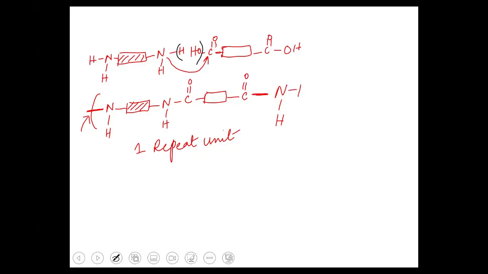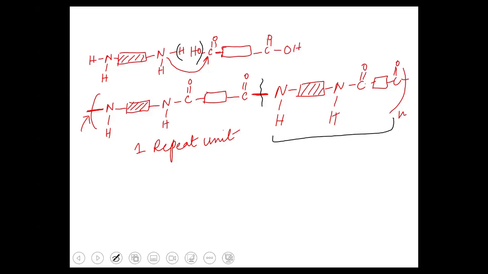NH, then the NH box, then NH of the other side, then C double bond O and its box, and then the C double bond O on the other side. Then I'm going to close it for two repeat units. Now, till here you have the one repeat unit.